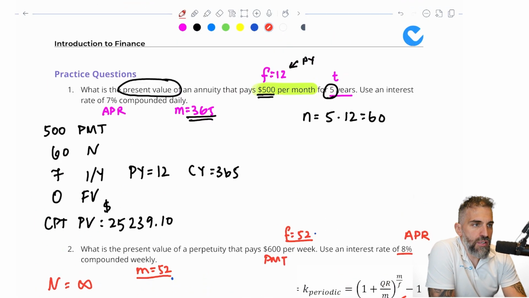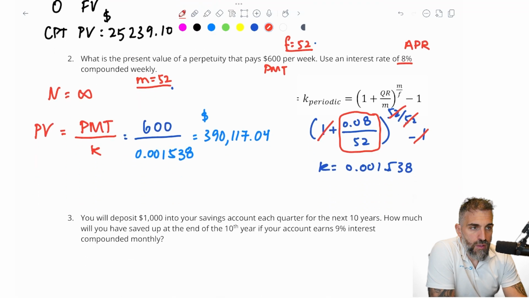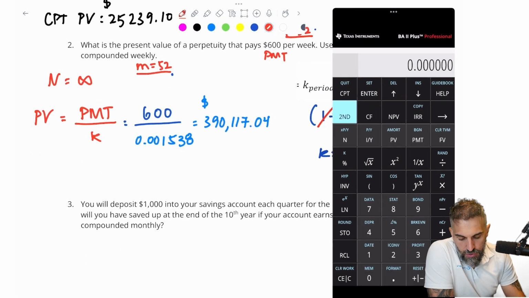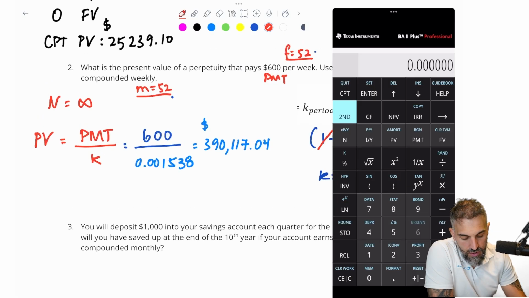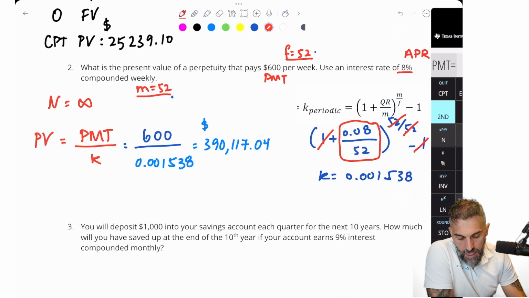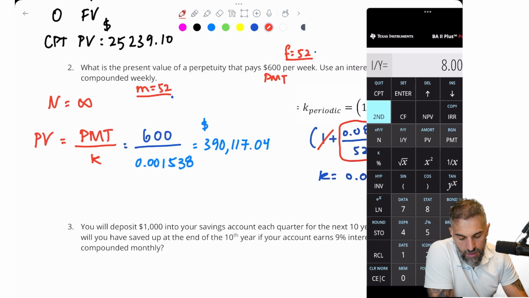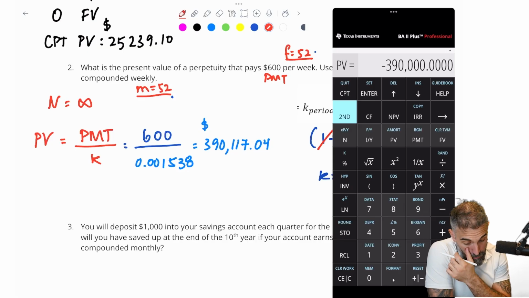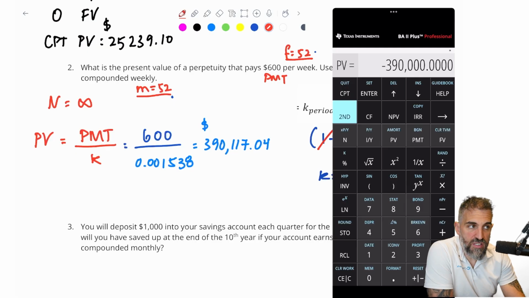Okay, so we saw annuity here. We saw perpetuity. There's a hack on your calculator. I don't love it, but just to show you. If I were to solve this question, 600 payment, 8 I/Y, second, and I make both of these 52, okay? 0 future value, but I make my N 99999999999, like I fill my screen. Like, it works technically, right? That is the true present value.